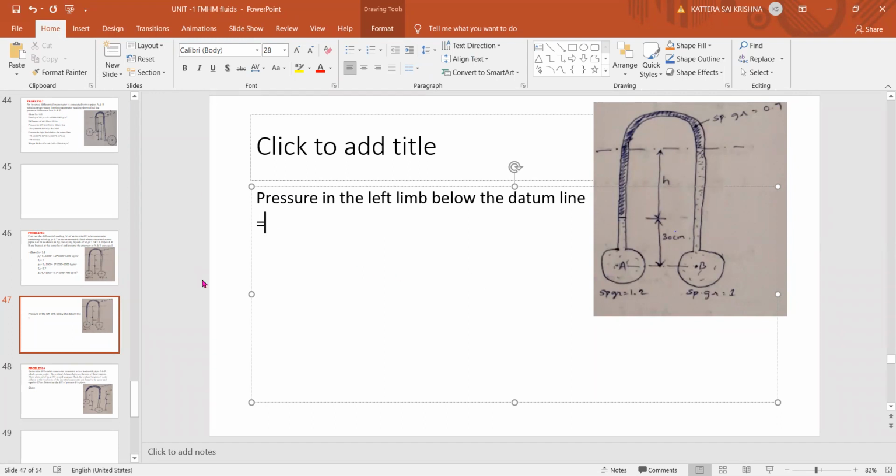Yes, anybody? Will I ask? Pavan Krishna, 3B3. Yes, Pavan Krishna, are you here? Avinash, 364. Yes, sir. Yes, please tell the pressures in the left limb. Three pressures, sir.